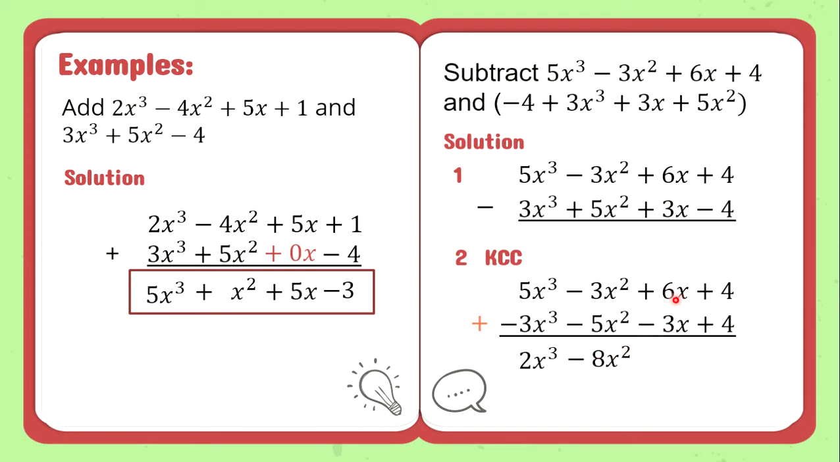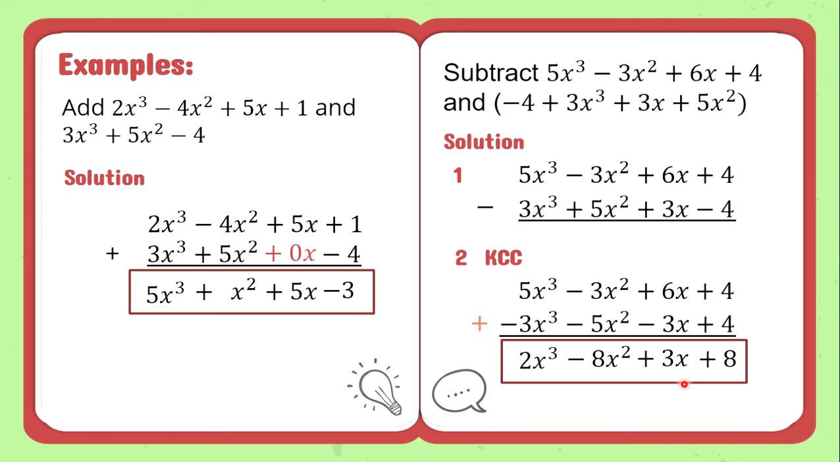Next, 6x plus negative 3x plus 3x is positive 3x. And lastly, 4 plus positive 4, that is 8. Okay, and as you can see here, it's already in descending order. So therefore, that is our final answer.